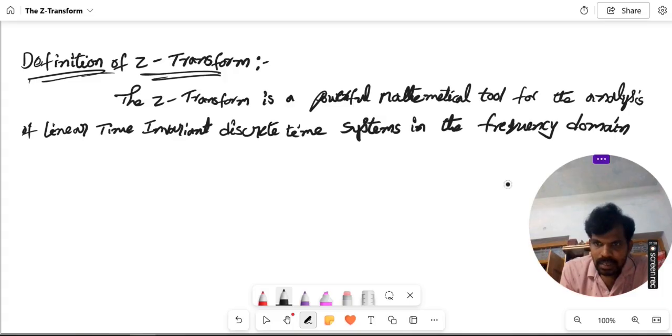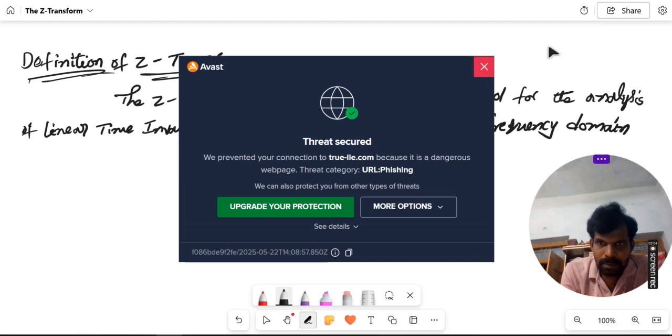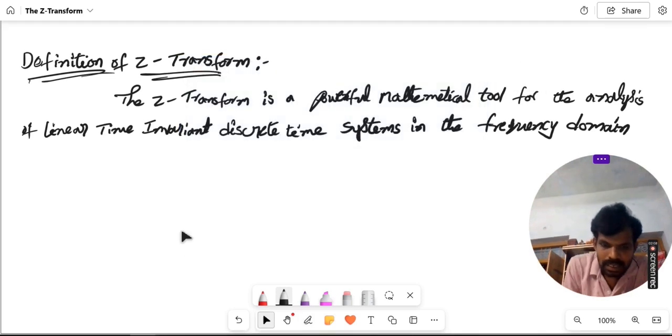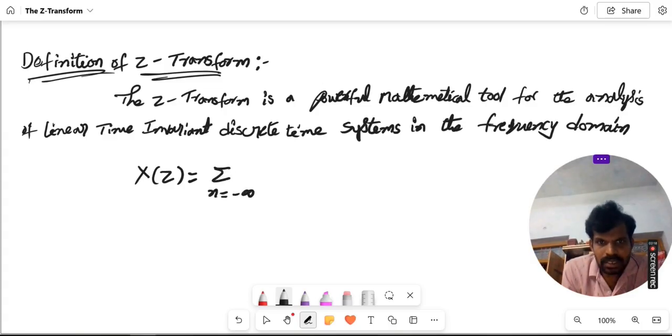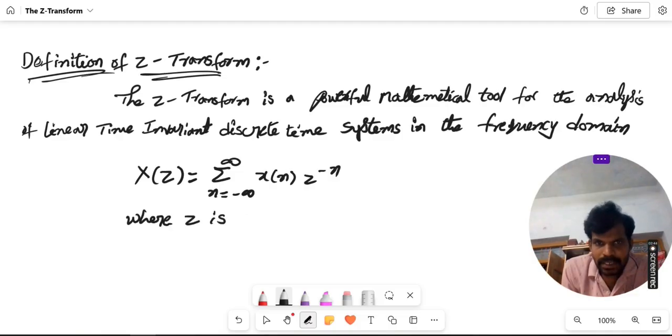Now let us write down the expression for the z transform. The z transform of a discrete time signal x of n is represented by capital X of z, which is equal to the summation from n equals minus infinity to infinity of x of n into z to the power of minus n, where z is a complex variable.